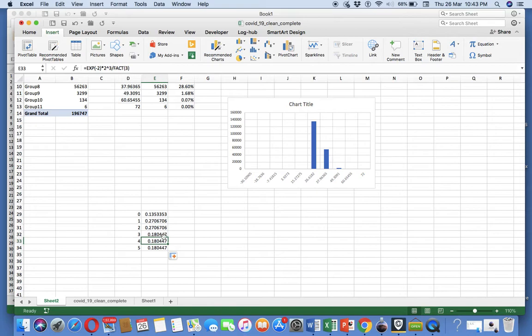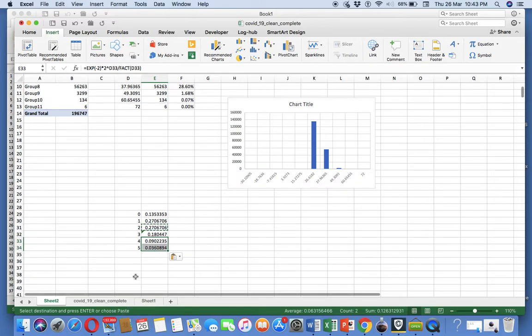Oh, sorry. Choose this formula. Okay, it progressively comes down. The probability of 5 calamities will be 0.5. So that way you can find out the probability.